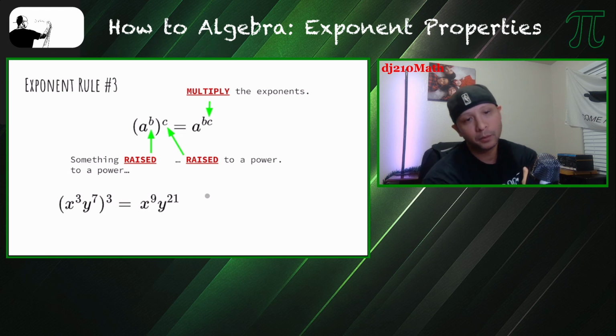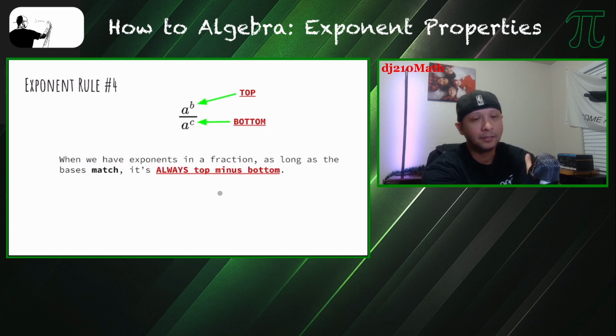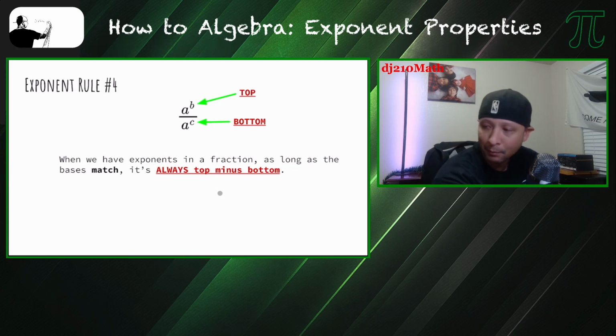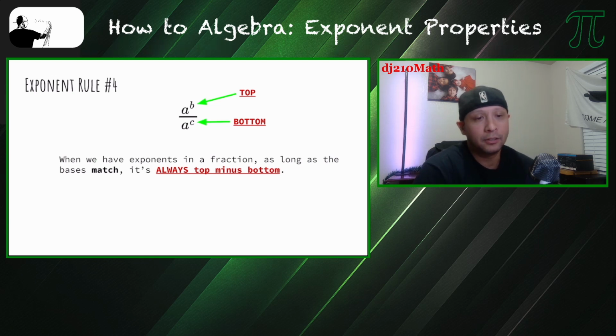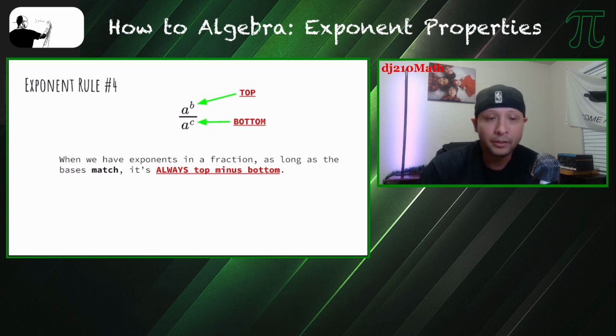All right, exponent rule number 4. Here we have a fraction, and the top term, the numerator, is raised to something. The bottom term, the denominator, is raised to something. And we have to make sure that the bases match. As long as the bases match in a fraction, we can always do the top exponent minus the bottom exponent. It's always top minus bottom in every situation.